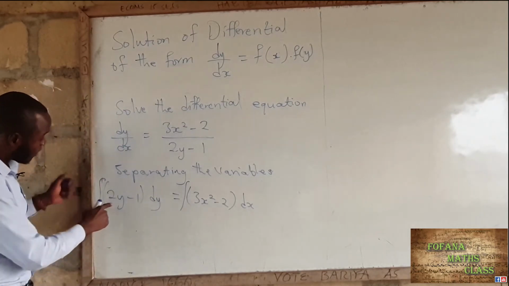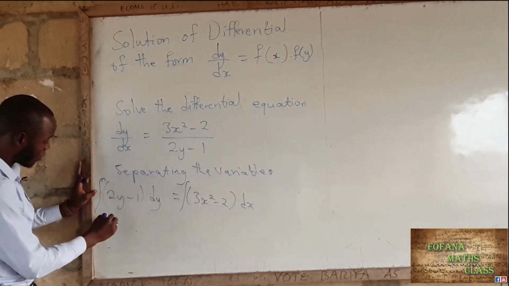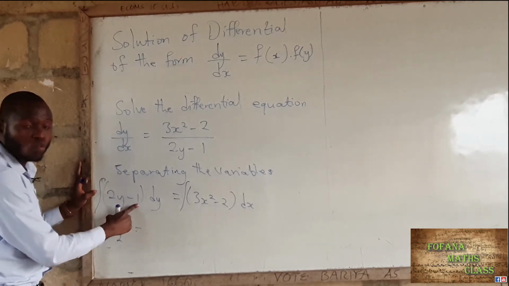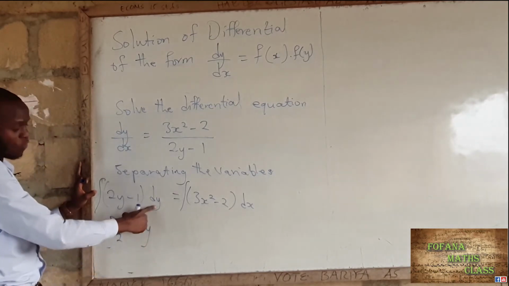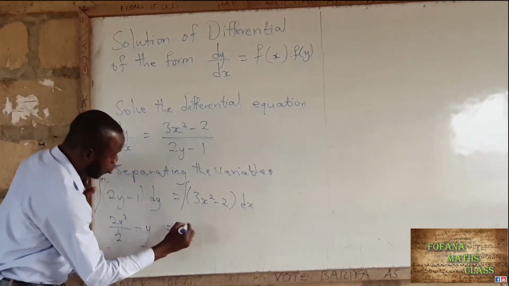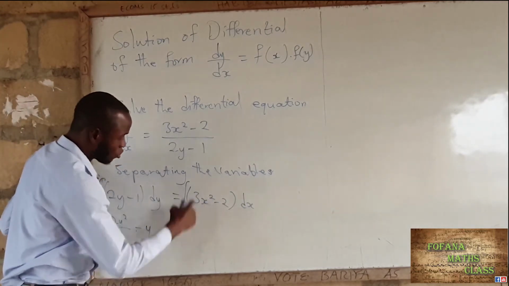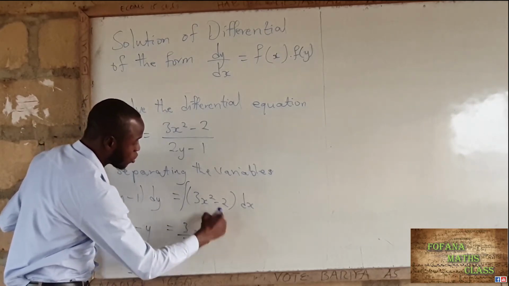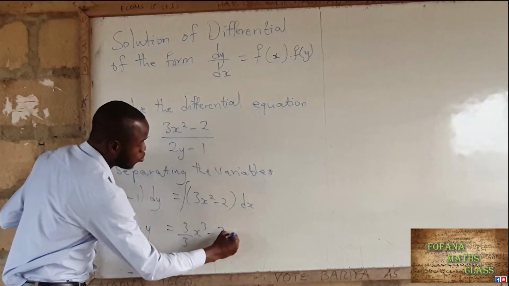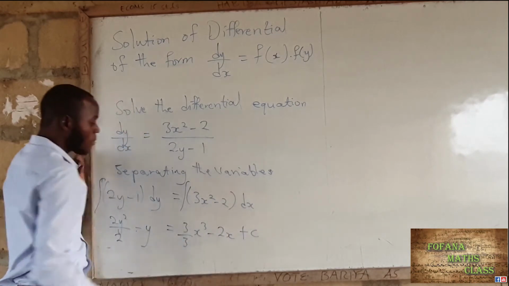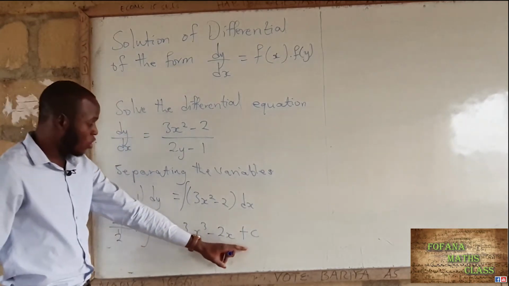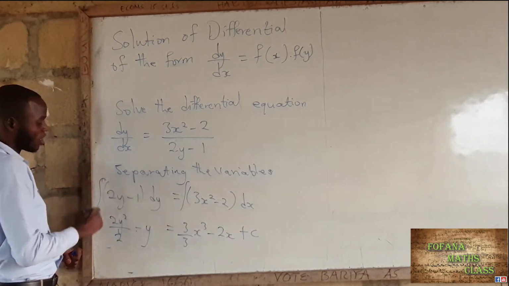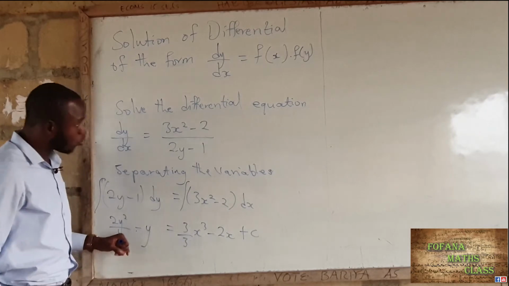By integrating 2y, we have 2y squared over 2, minus, when you integrate 1 in terms of y, you get y, equal to. When you integrate 3x squared, we get 3 over 3 x to the power 3, minus, when you integrate 2, you get 2x, plus c. Plus c is an arbitrary constant, since we don't have the limits of the equation on the board.